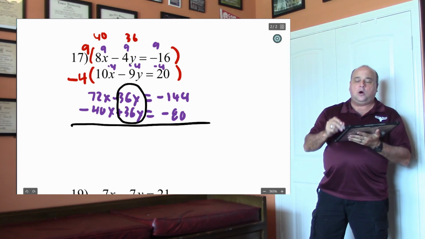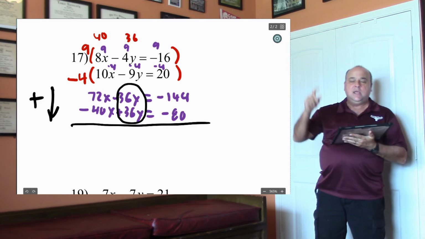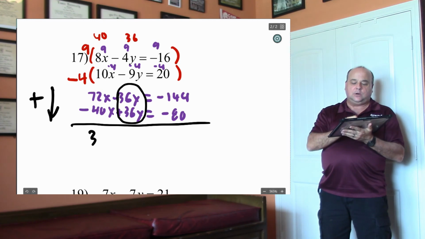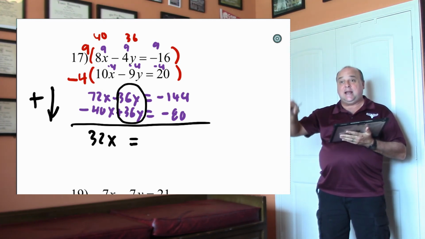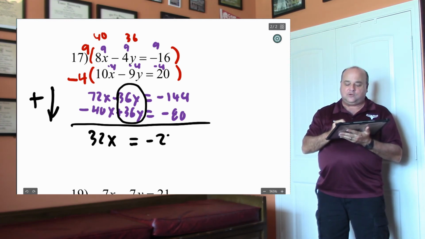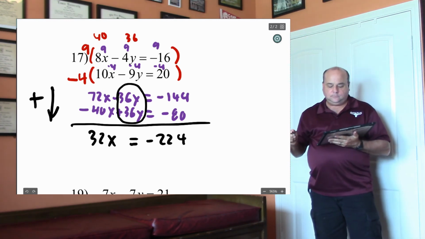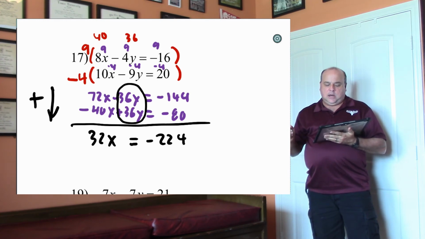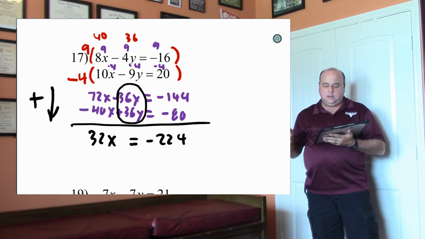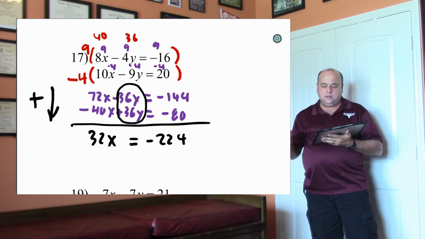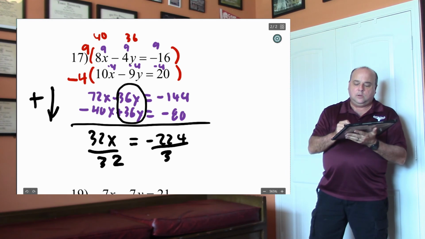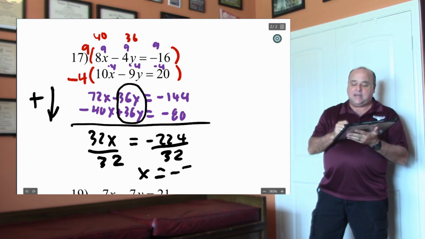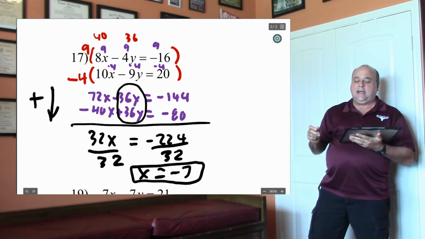Okay, I'm going to draw a bar and I'm going to add and go straight down. 72 minus 40 is 32x equals negative 144 minus 80. I'm going to add and keep the sign. That's going to be negative 224. And then what do I need to multiply that by? 8, 9, 7. 7 is going to work. So if I divide both of these by 32, 32 times 7 is 224. It's not going to be a positive. It's going to be a negative 7. So my x is negative 7.